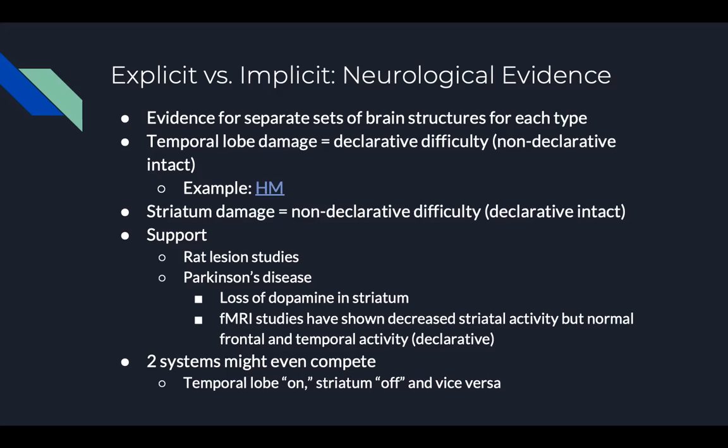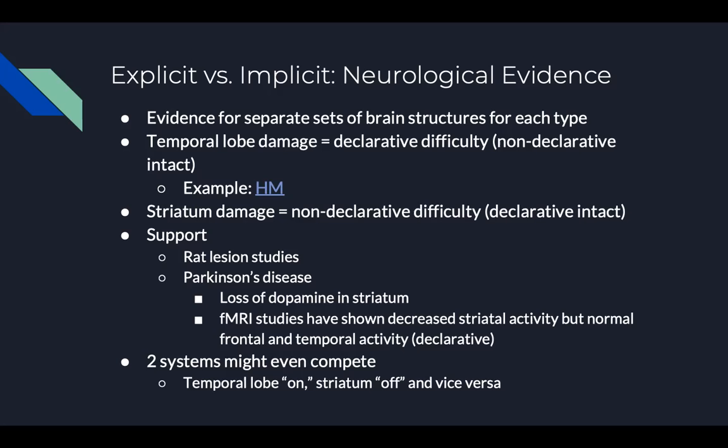The striatum was damaged in these rats, and they demonstrated that they were no longer able to learn in a way that was drawing on their implicit memory. And we also saw this same pattern of non-declarative memory difficulty in individuals who have natural damage to the striatum as a result of the neurodegenerative disease of Parkinson's.